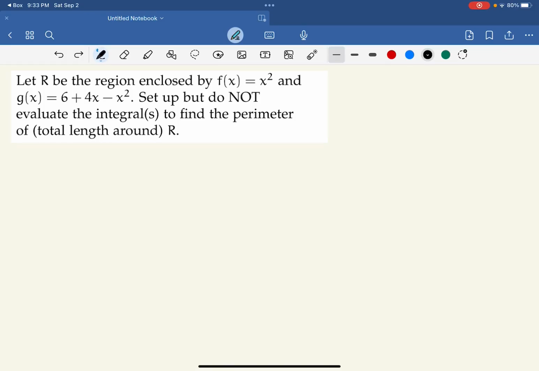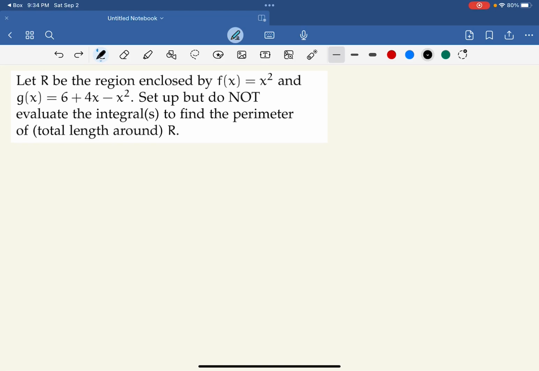In this video, we are going to solve this perimeter problem. This problem says, let R be the region enclosed by f of x equal to x squared, that is a parabola, and g of x equal to 6 plus 4x minus x squared, that is the equation of another parabola. And the question says, set up but do not evaluate the integrals to find the perimeter of R.